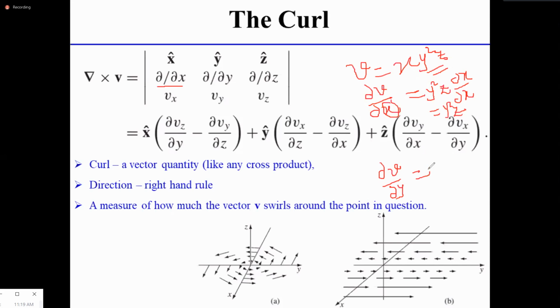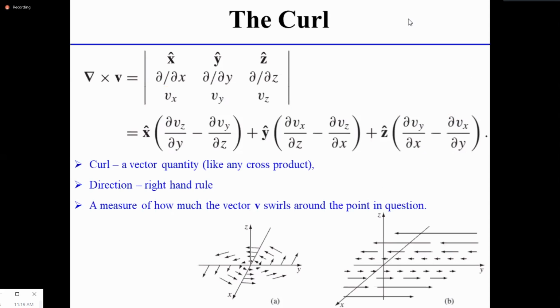Same way, if you take del V over del y. So that should not be my doubt. What is your doubt then? What is del Vz by del y? Del Vz over del y is basically the rate of variation of Vz. Okay, sir, I got it. I understood. Okay, then who's next?